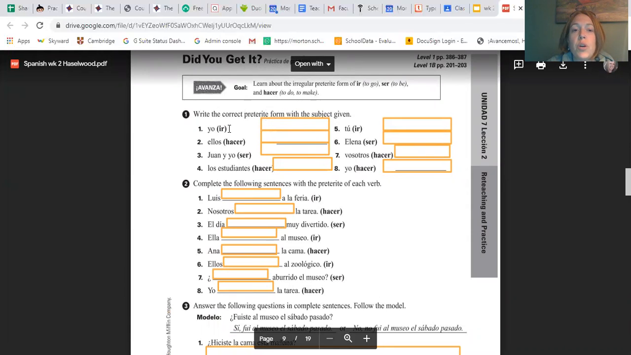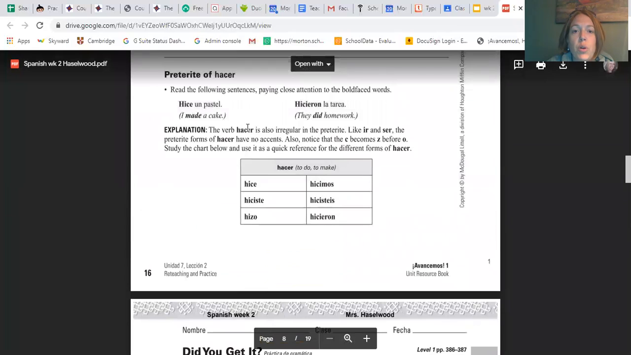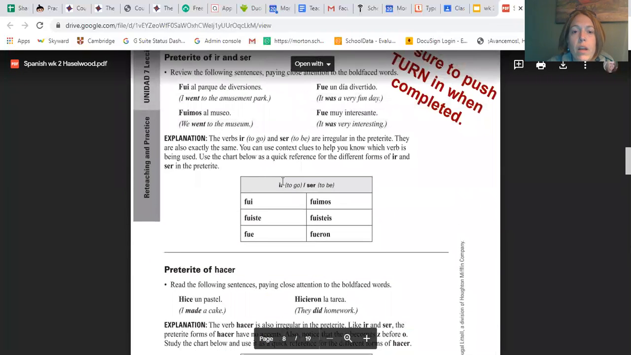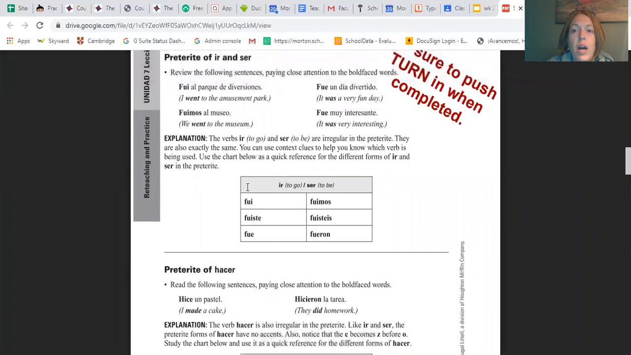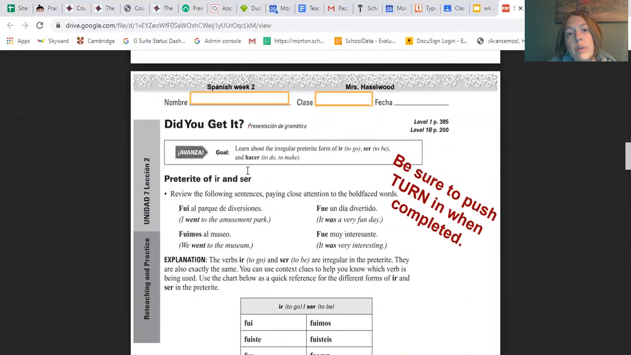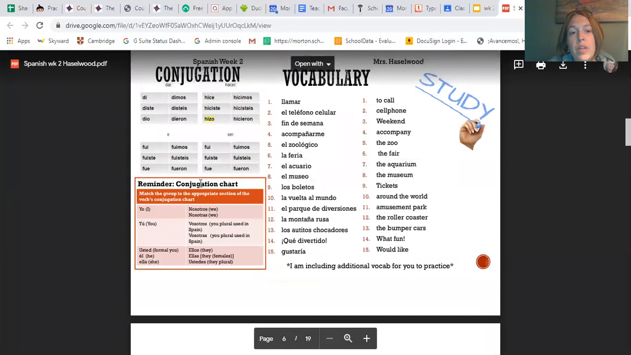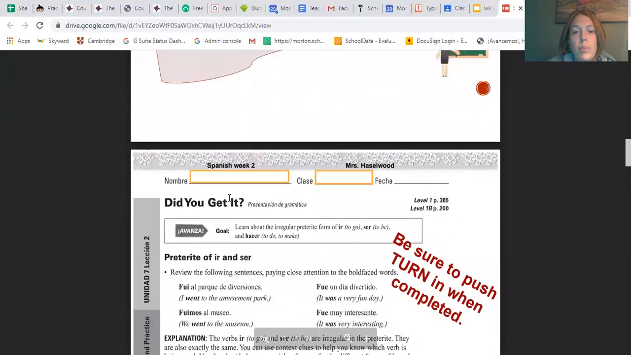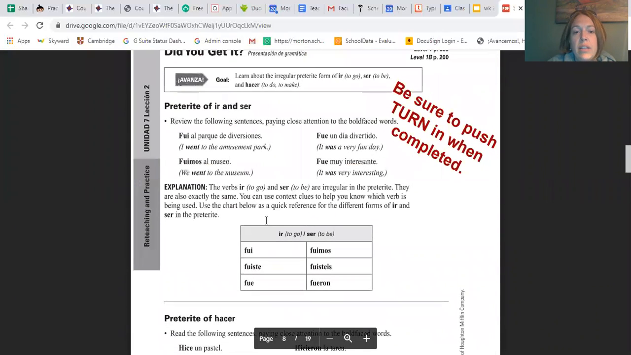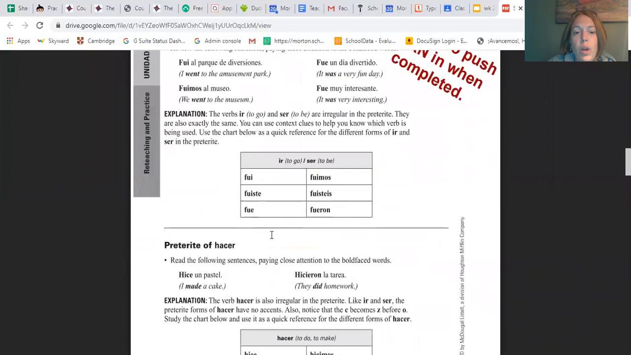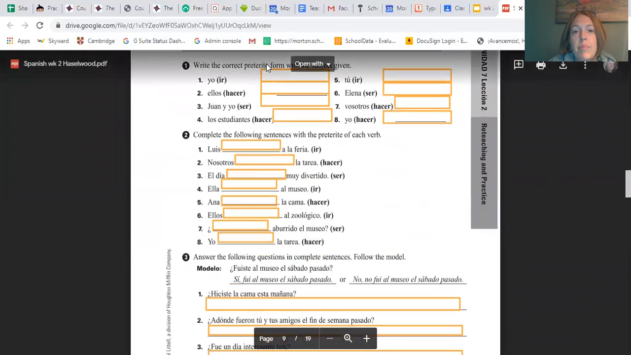So this first one is yo ir, which if you scroll up, yo is this first box. And if you don't know that yo means I, or it's this first box, which is fui, then I would scroll all the way back up to this chart right here. And if you find yo, you see I, and you see it's in this first box. If you scroll back down, you see it's going to be right there in that first box. Okay, so you would type fui.